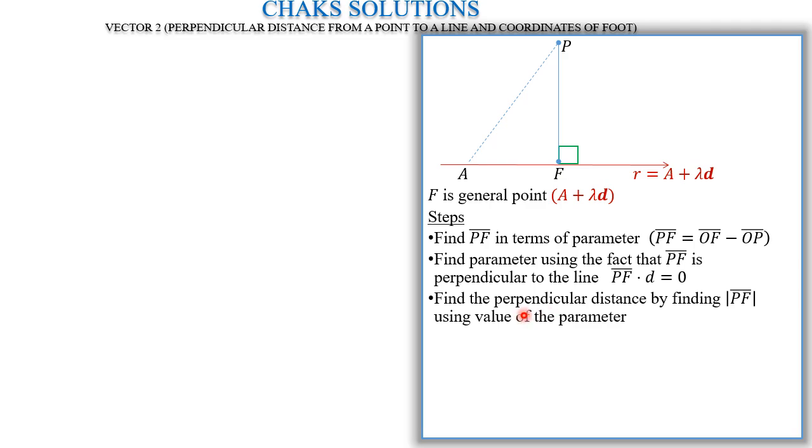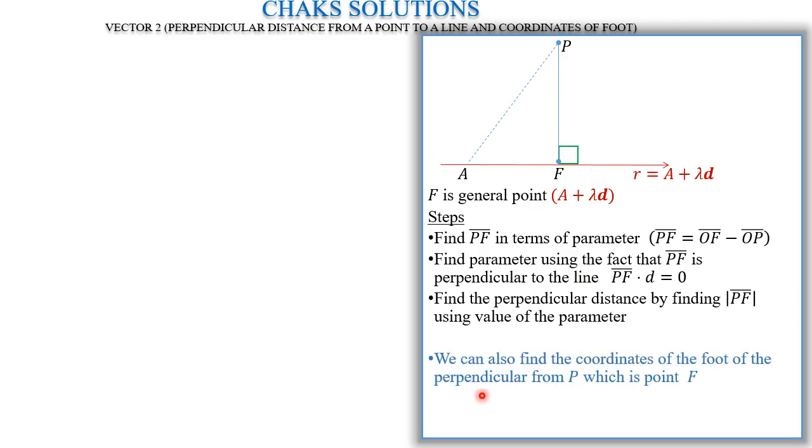Then the next step is to find the distance of the vector PF. We just substitute our parameter into vector PF and find the modulus of PF. Then also we can find the coordinates of the foot. How do we find the coordinates of the foot? We just take our parameter and substitute into the line, which is r equals A plus lambda D, because we already have the parameter. Or you just substitute into the general point, because the general point is also equivalent to the line.